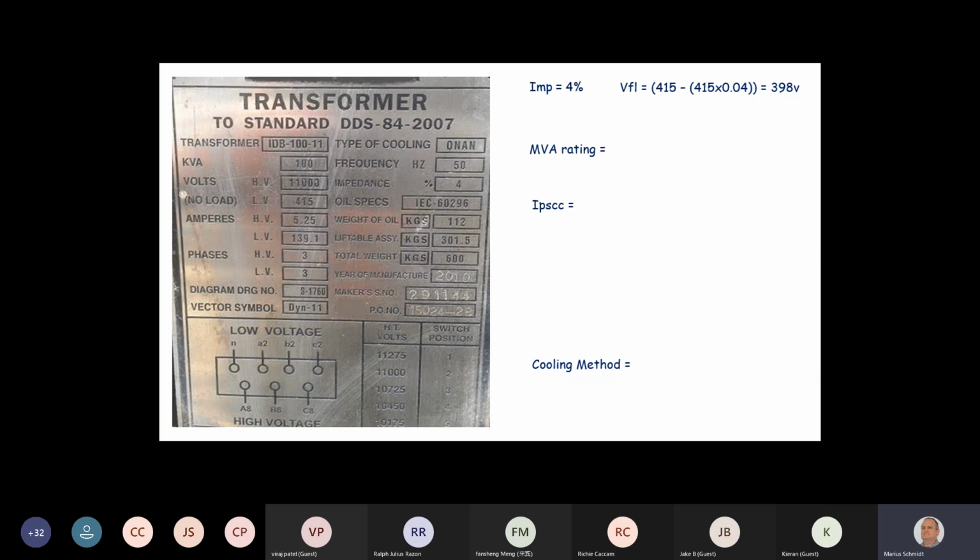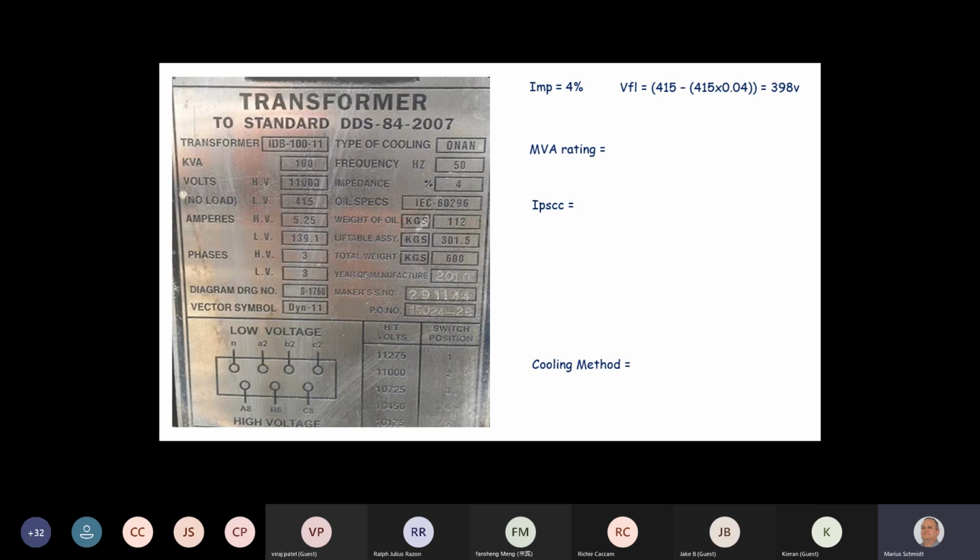You guys are typing right answers in. 415 is your no load voltage. If you take 4% off, that becomes full load. That is your full load voltage, and that's your no load voltage. So there will be a drop of 4%. And that's why that impedance is there, and that's why we're practicing that.